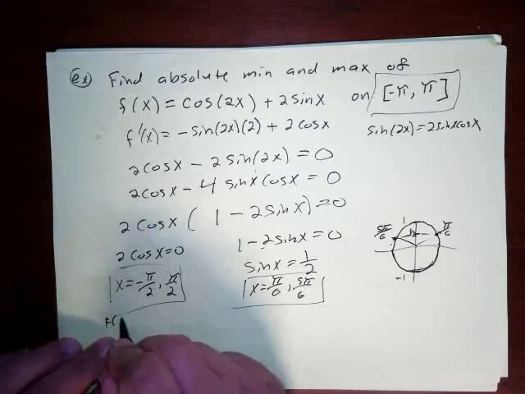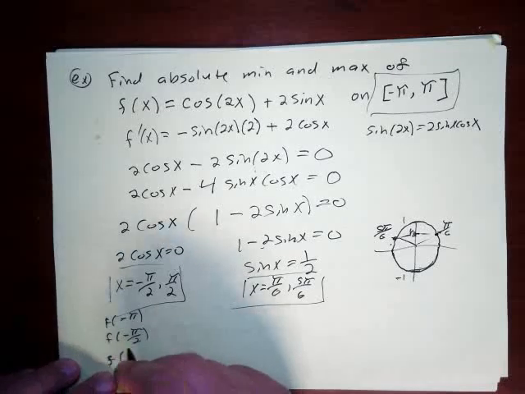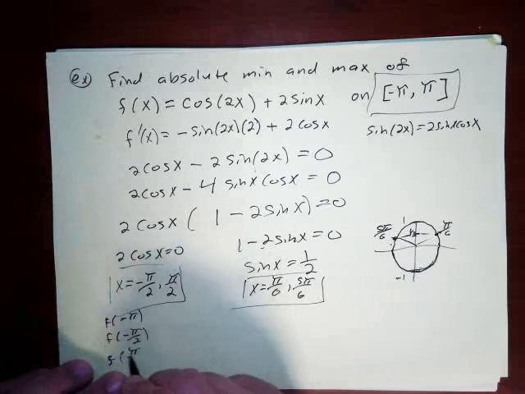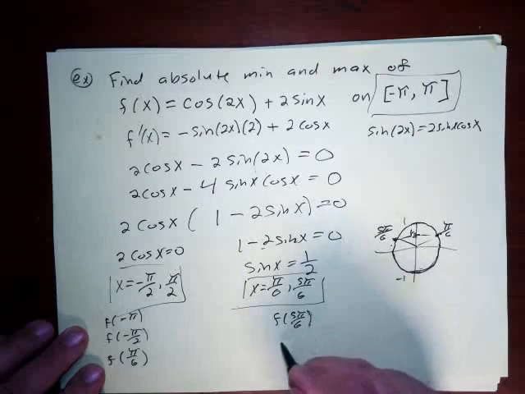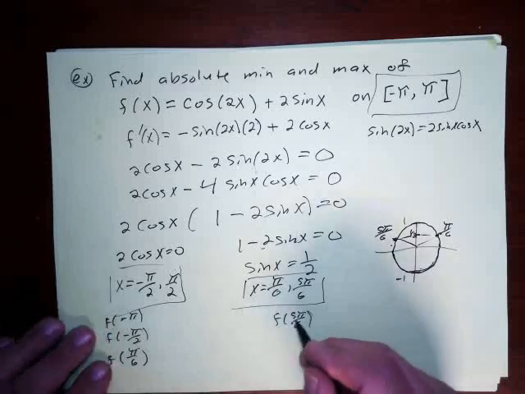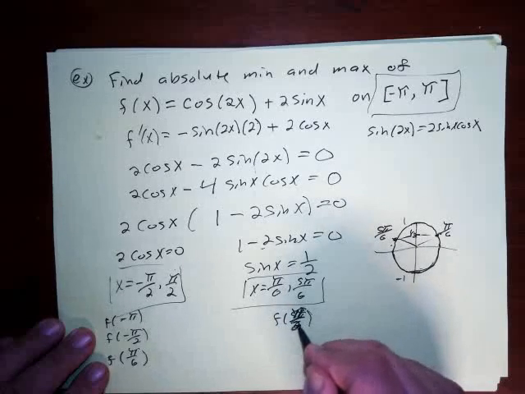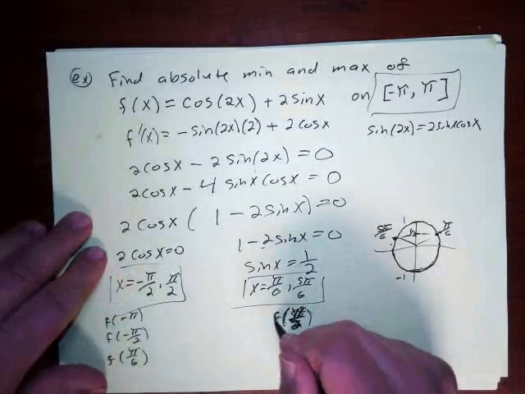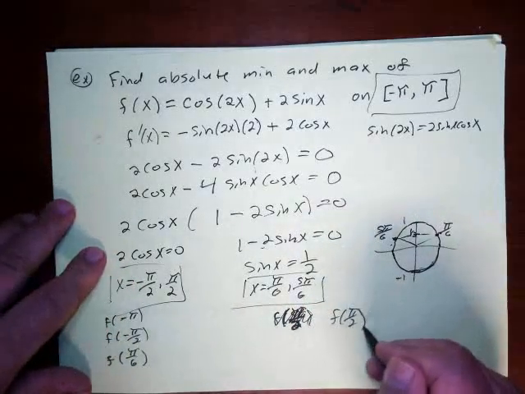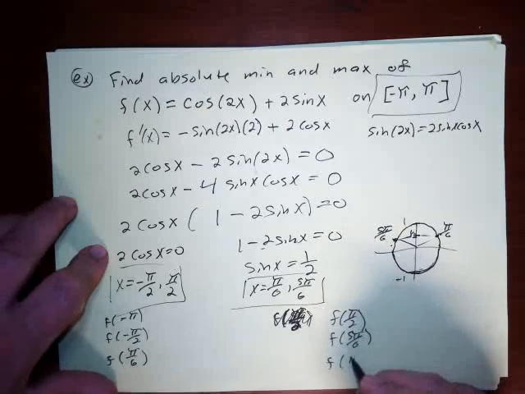So we got f of negative pi, f of negative pi over 2, f of pi over 6, f of 5 pi over 6, let's see. Oh, nope, I'm sorry. We should do f of just pi over 2. And then f of 5 pi over 6. And then f of pi.